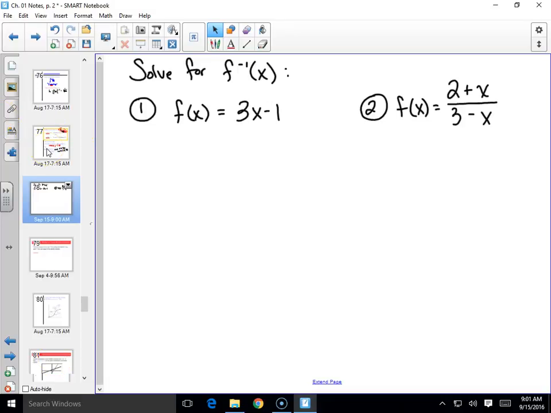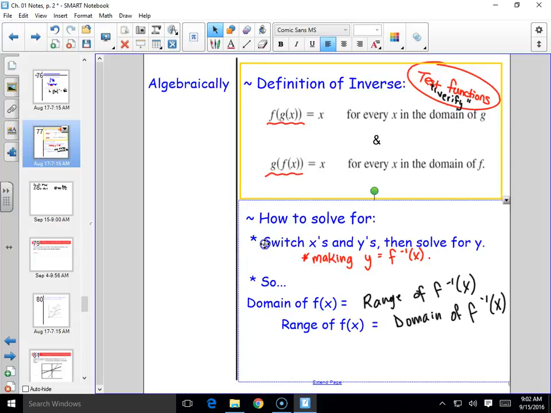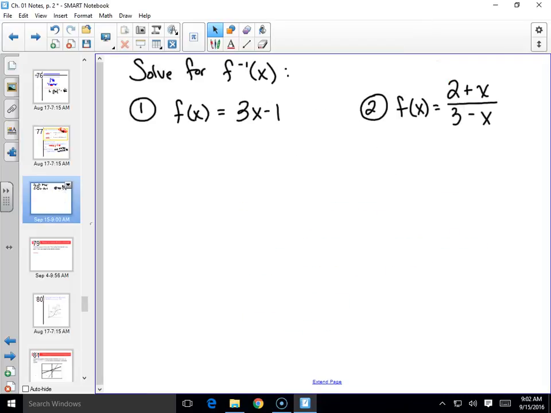Forgot to be recording. So the back of your spirals, you're doing problems 1 and 2. Can you do the inverse by switching x and y, solving for y? In case you're stuck, remember, another way of writing this is y equals 3x minus 1. Now switch x and y, solve for y.